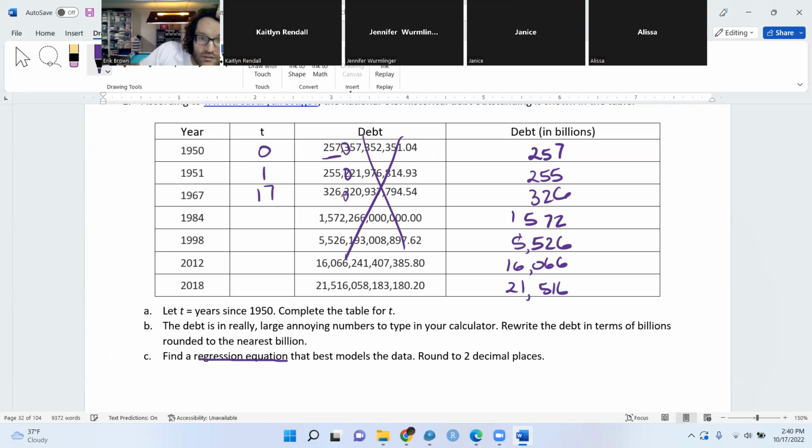Oh, well, this is 17. Oh, that's 34. Oh, that's 48. I guess I can do that. These last two I'd have to type in.